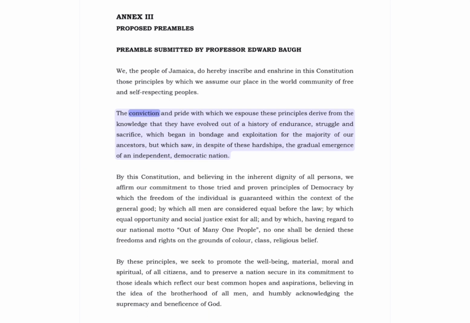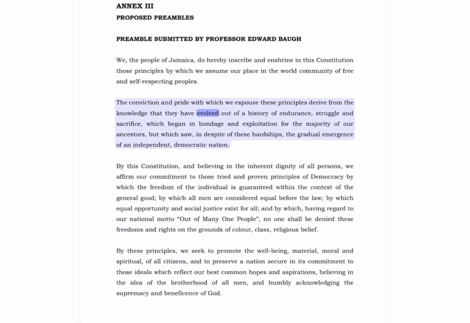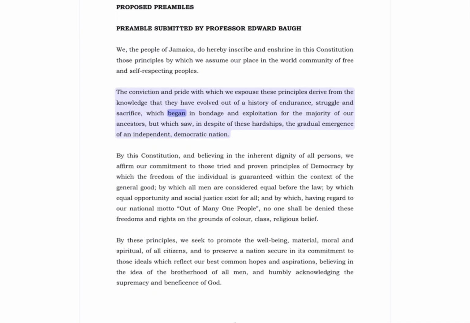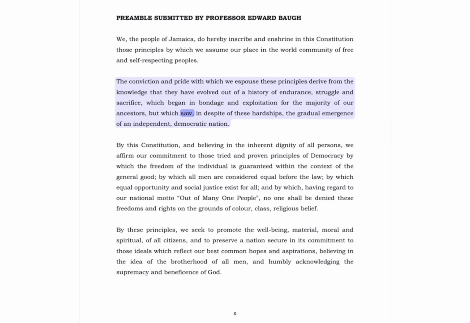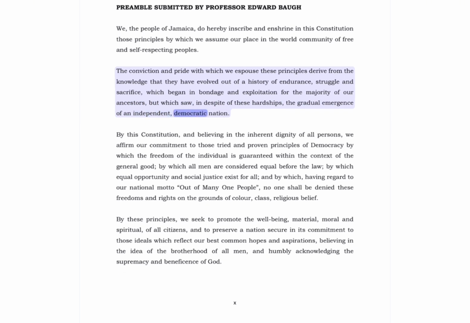The conviction and pride with which we espouse these principles derive from the knowledge that they have evolved out of a history of endurance, struggle, and sacrifice, which began in bondage and exploitation for the majority of our ancestors, but which saw, in spite of these hardships, the gradual emergence of an independent democratic nation.